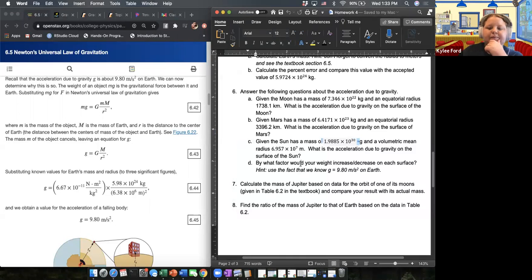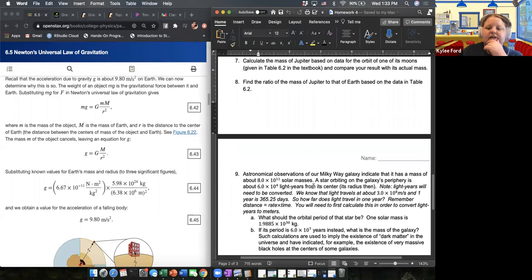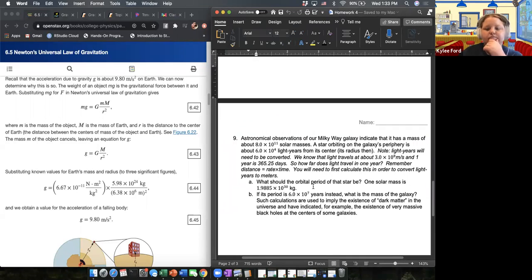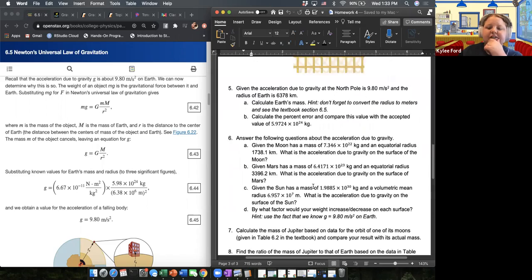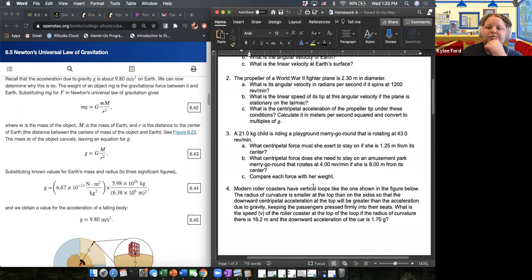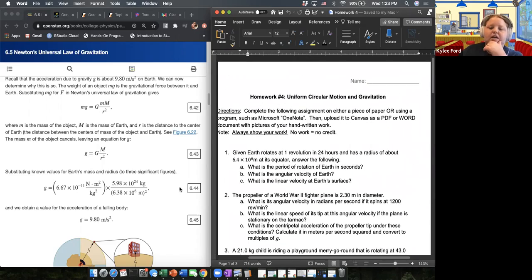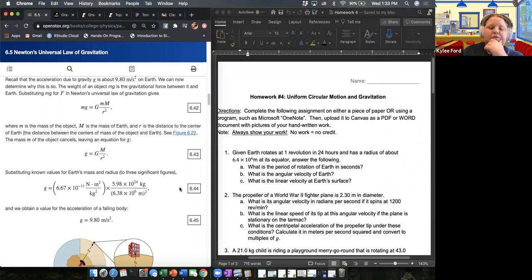So these aren't too bad. It's just practice, I think. Yeah, I don't know what else to go over, because I feel like a lot of these are pretty straightforward. And it's a lot of working with equations.